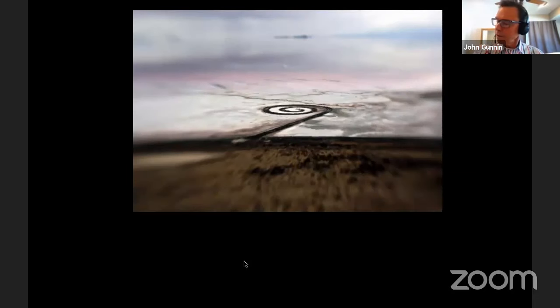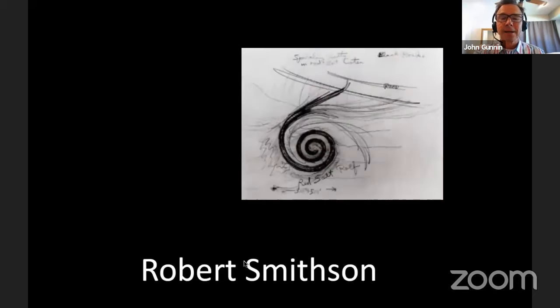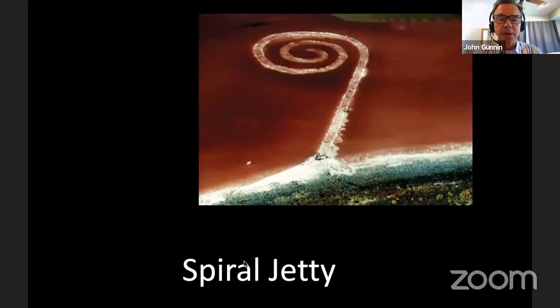Our last work for today is, hopefully you identify it from this picture, The Spiral Jetty by Robert Smithson. It is also a work that is involved with transformation. And in this particular case, it tells about transformation and it itself becomes transformed. The Spiral Jetty is like a clock telling time, but the time it tells is geological time.